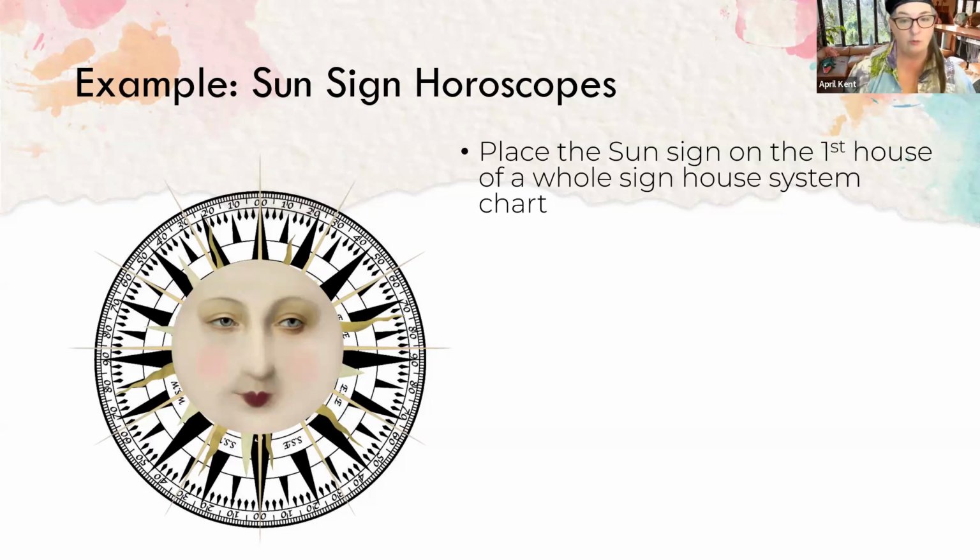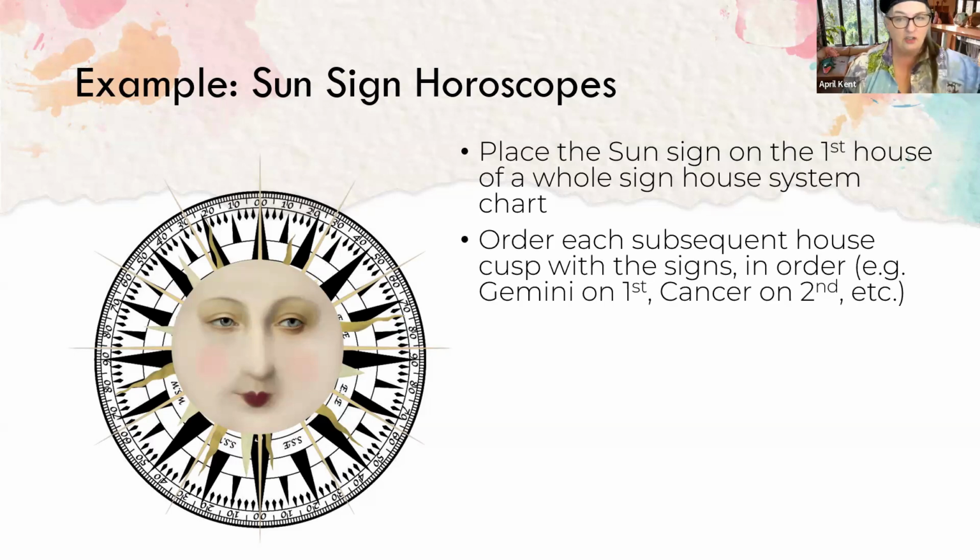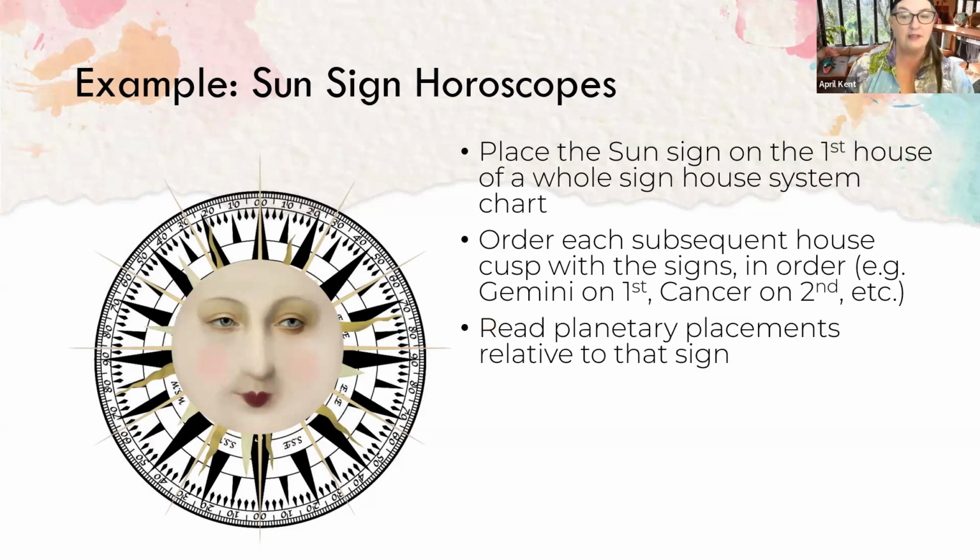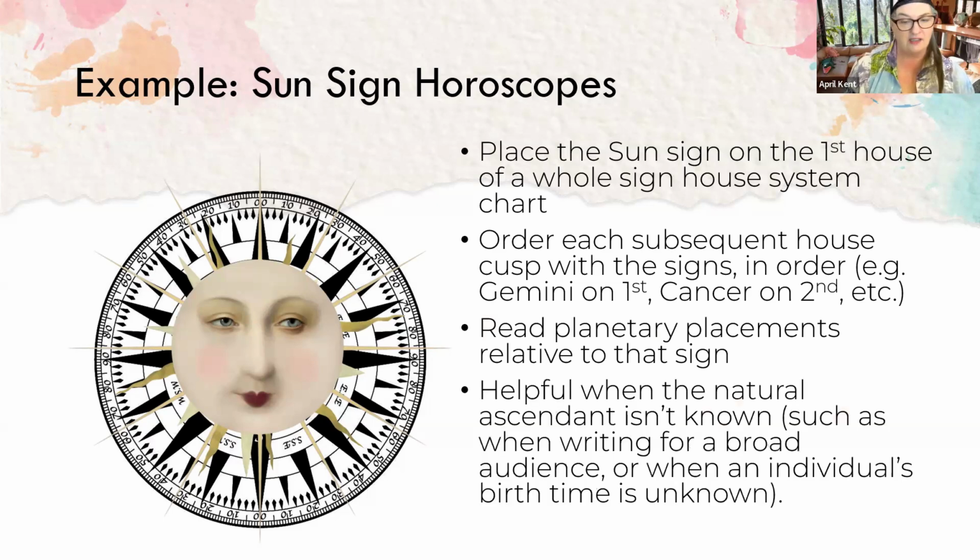And then you order each subsequent house cusp with the subsequent signs in order. So if you're writing about Gemini, you put Gemini on the first house, and then Cancer would be on the second house, Leo on the third, and so forth. So those houses are being derived from the sun's sign. Then you read the planetary placements relative to that sign.